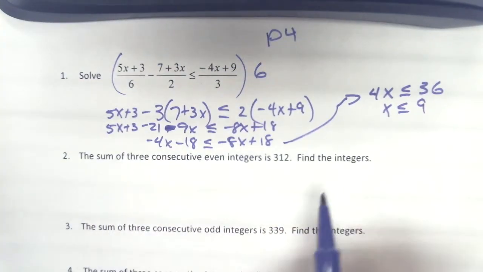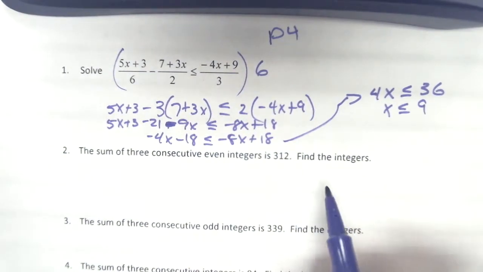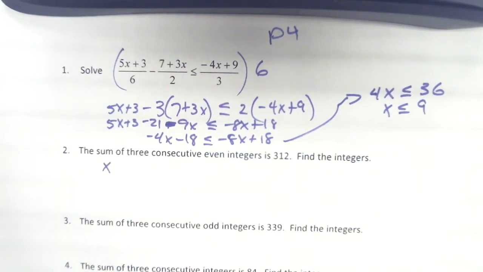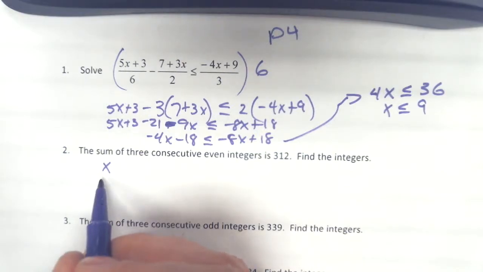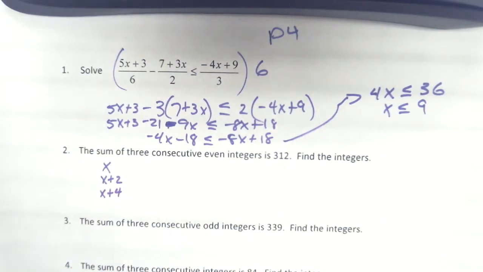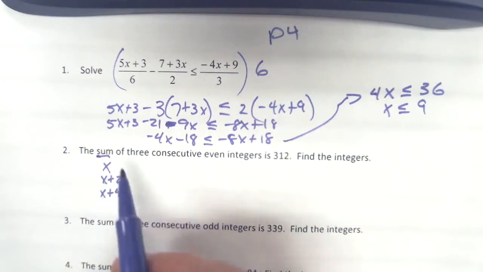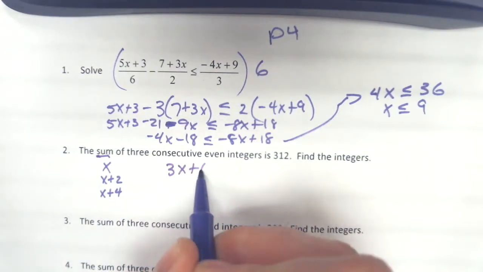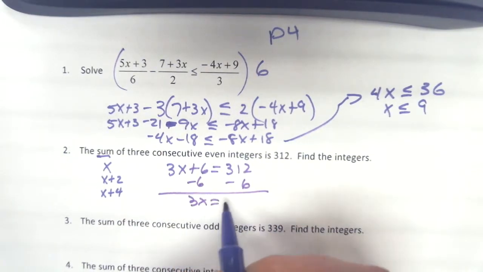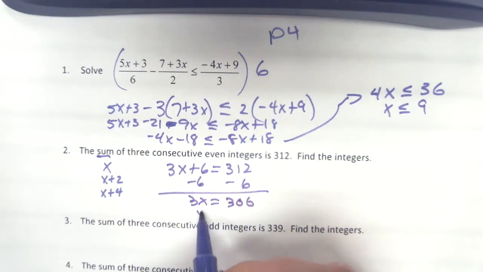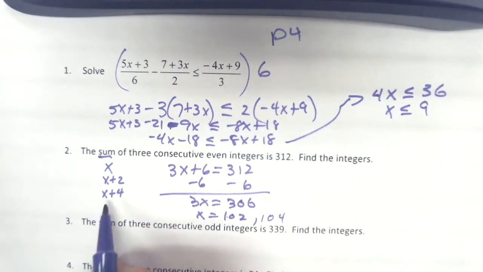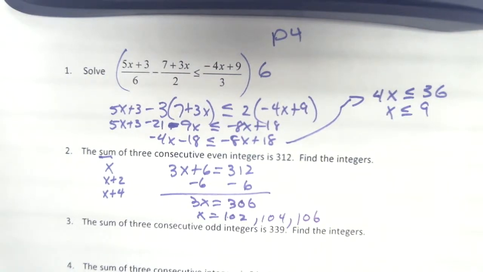On the second problem we have here, the sum of 3 consecutive even integers is equal to 312. Well, if my first integer is x and it's even, then the next even would be x plus 2, and the next one after that would be x plus 4, because evens are 2 apart, like 2, 4, 6. If we find the sum of those, we're going to get 3x plus 6 is equal to 312. Solving this gives me 3x equals 306, so x must be 102. x plus 2 would be 104, and x plus 4 would be 106.